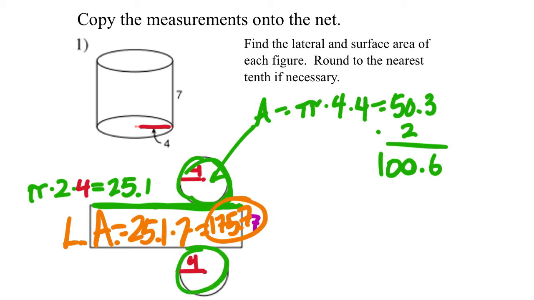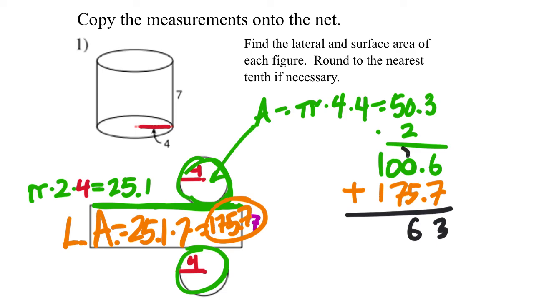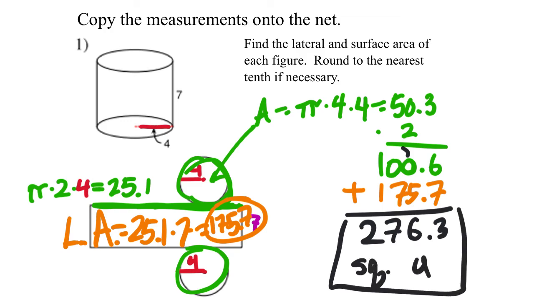So for the total surface area, we have the 100.6 square units, but we need to add the lateral surface area at 175.7 square units. And what do we get? 276.3, I'll put square units. That would be the total surface area. So we do have the lateral surface area there, and then in black we have the total surface area.